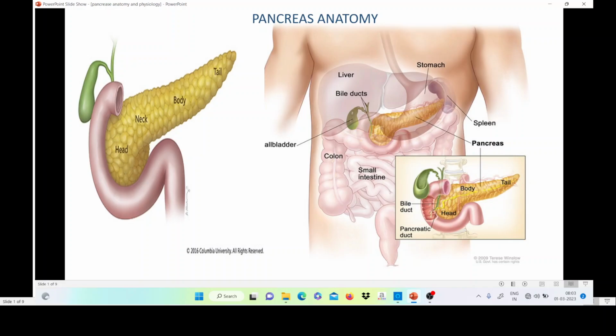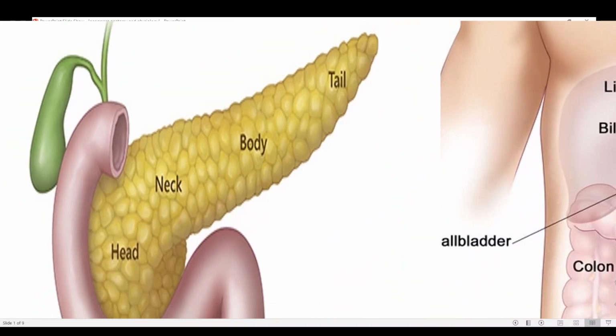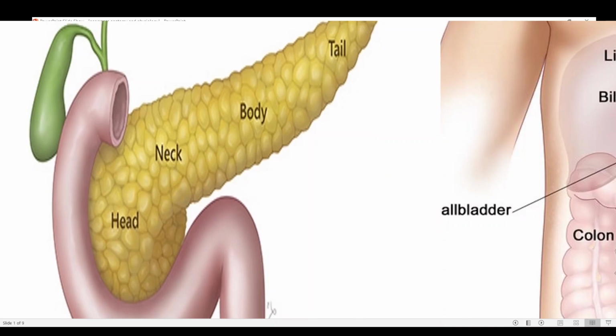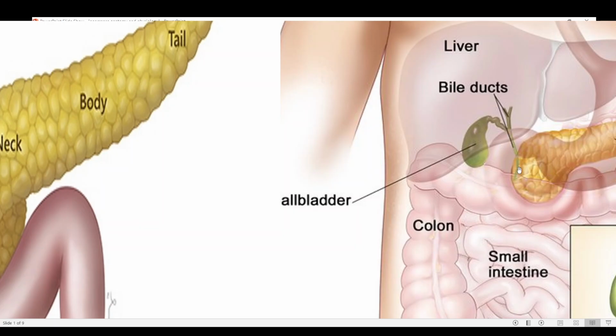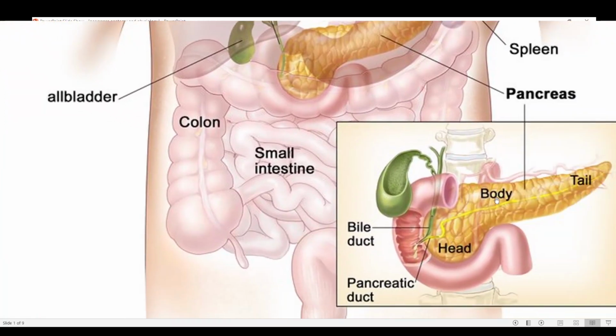See, the pancreas is an elongated organ. Mainly, it is 15 to 20 centimeters in length, and it is situated posterior to the stomach. The lesser sac separates the pancreas and the stomach, and the pancreas is located at the L1 and L2 vertebral level.